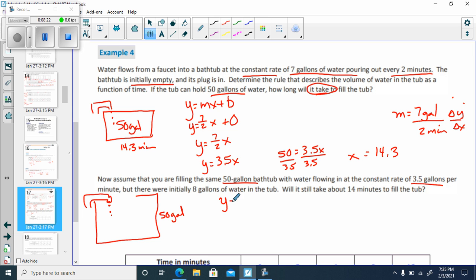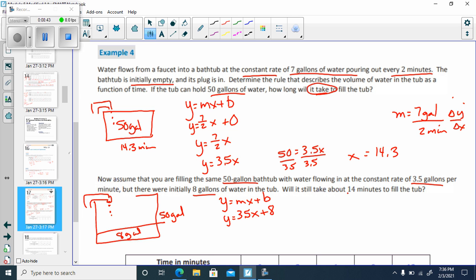Flowing at 3.5 gallons per minute. Okay, so we start with y is equal to mx plus b. It says it's at 3.5 gallons per minute. That's 3.5 times the number of minutes. But there's initially 8 gallons of water in the tub, so we've got 8 gallons in here. That means the b is 8.